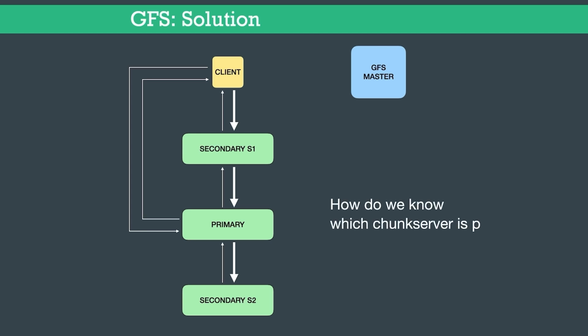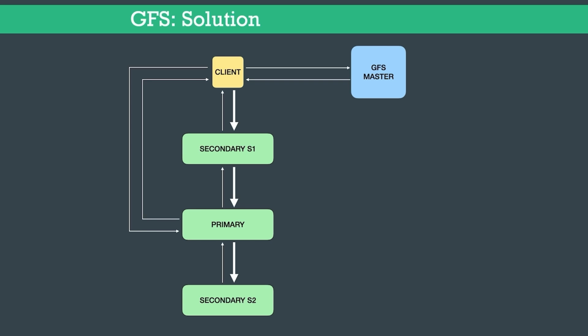But how do we know which chunk server is primary? We will talk about this in a second. For now, you should know that the GFS master chooses the primary chunk server and the client can get this information by asking the master.